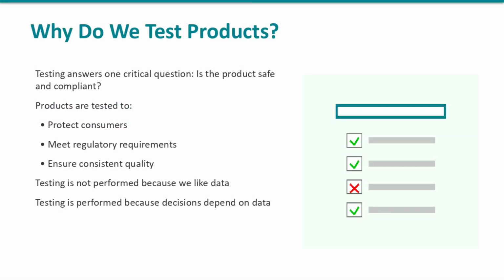Why do we test products? Testing exists to answer one essential and critical question. Is the product safe and compliant? Products are tested to protect consumers, to meet regulatory requirements, and to ensure consistent quality from batch to batch. Testing is not performed because we enjoy generating data. Testing is performed because important decisions depend on reliable data.